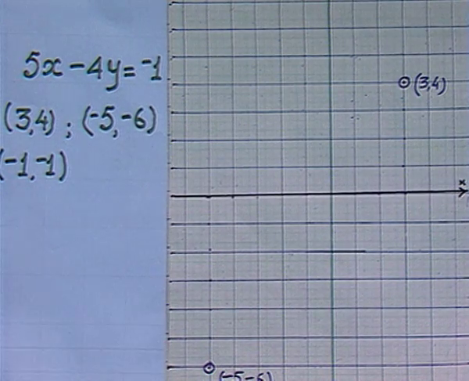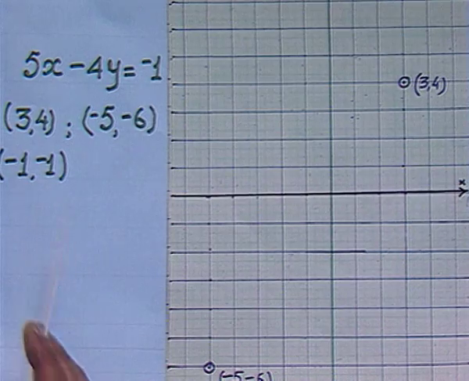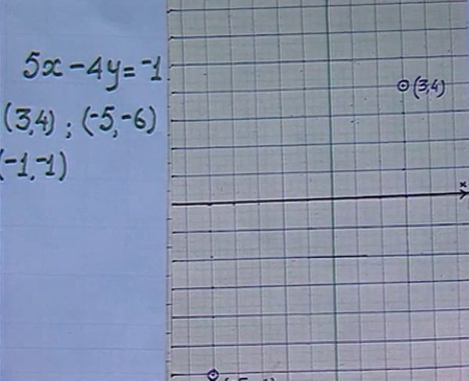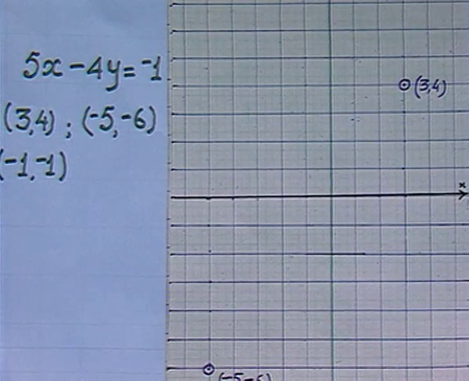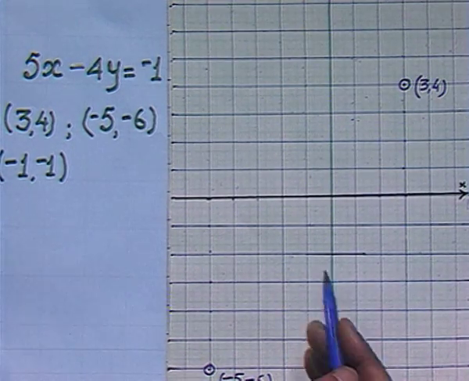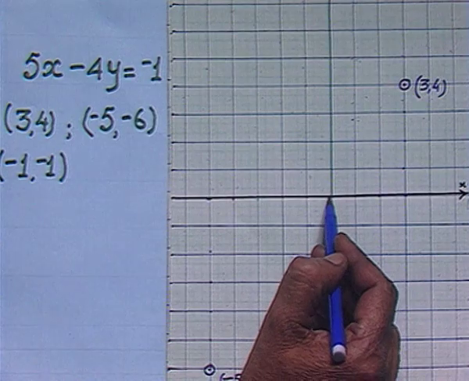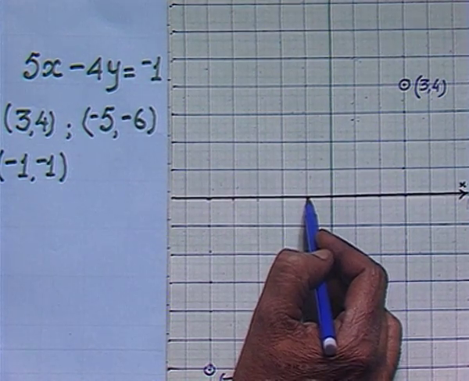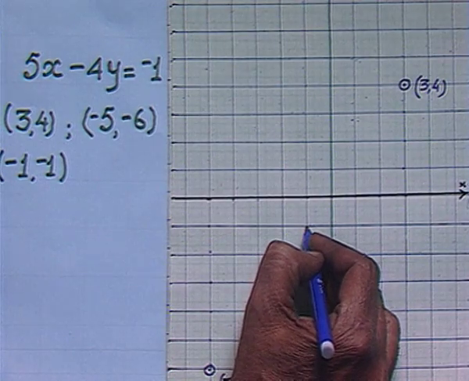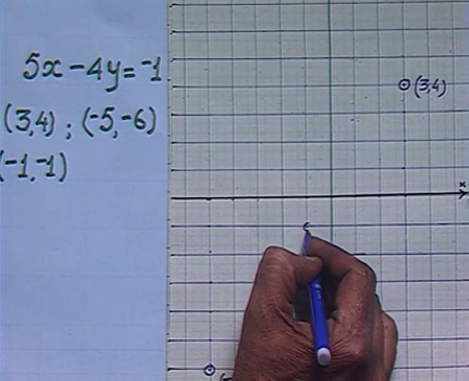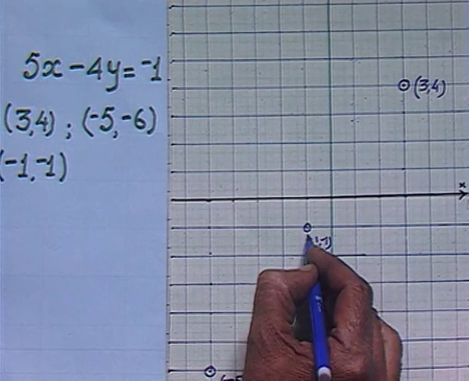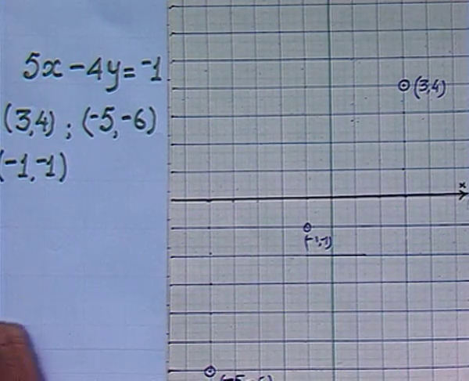Although 2 points are sufficient for me to plot a line, the third ordered pair will let us know whether these 2 points are correct or not. So we will plot the third ordered pair, and that is minus 1, minus 1. Again for minus 1, from the origin I have to move to the left, this is minus 1, and that is 1 unit down. So this point is minus 1 and minus 1. So let's now join them with a scale.